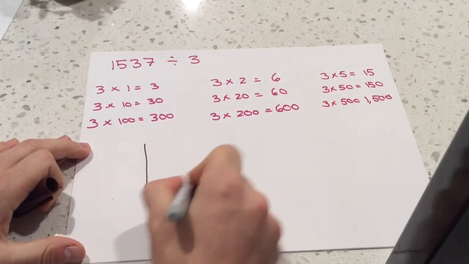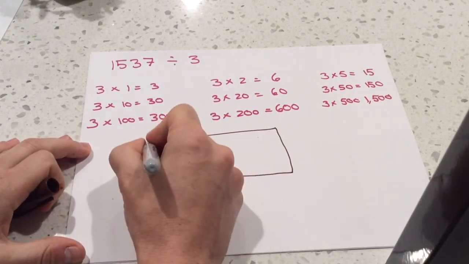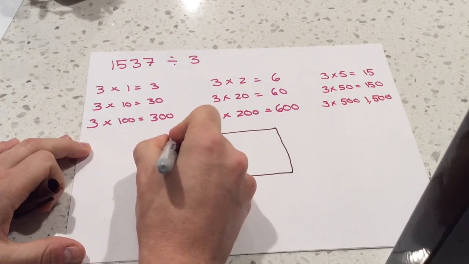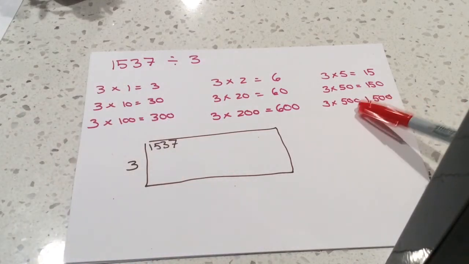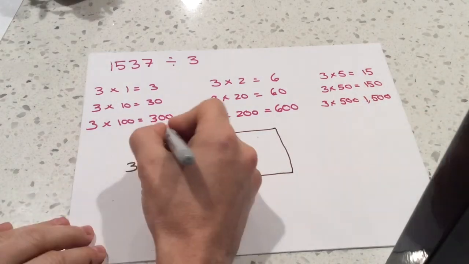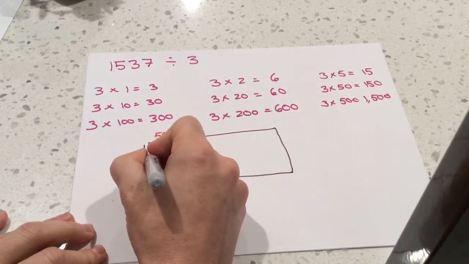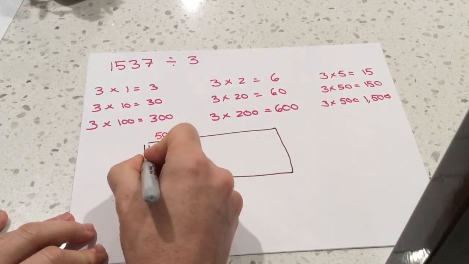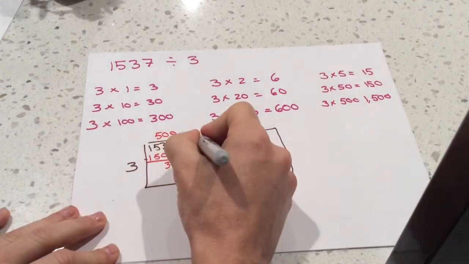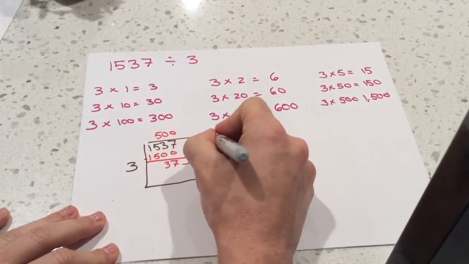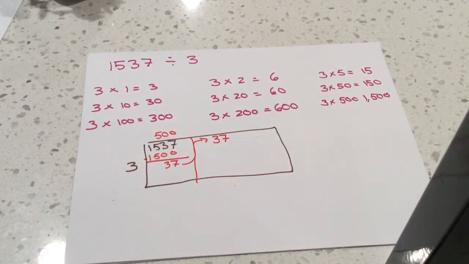So I'm going to build my area model, big long rectangle. 1,537 goes inside. 3 goes on the outside. So looking at which of these equations is going to come in handy, my eye is definitely looking over here, where I can take out 500 groups, and that would be 1,500, and I'm left with 37. Put that up to our next section.